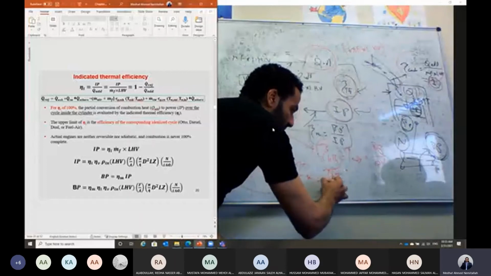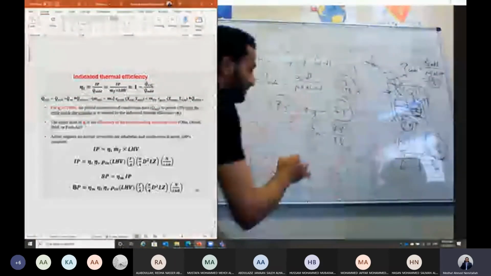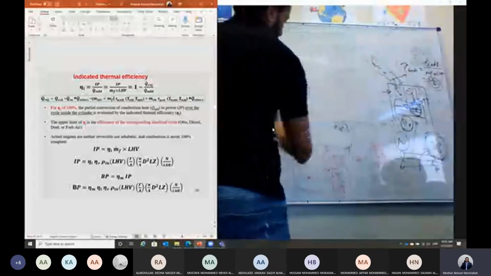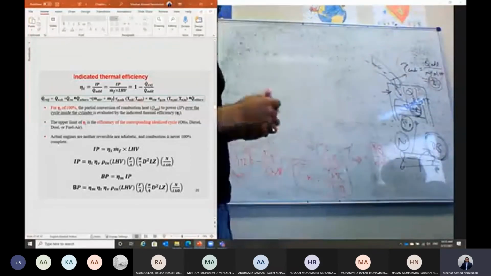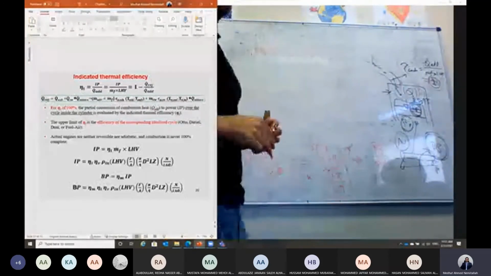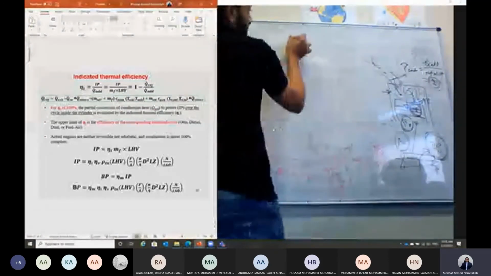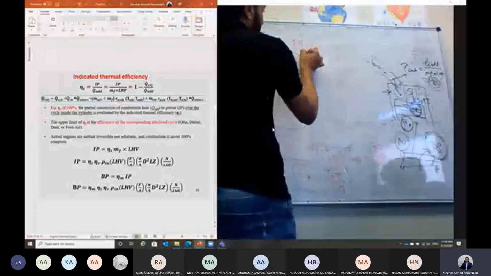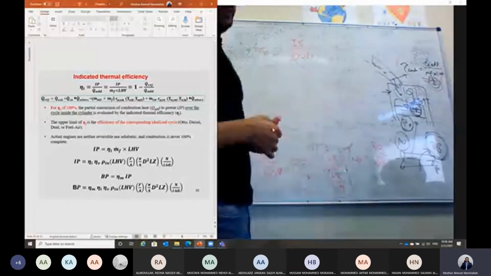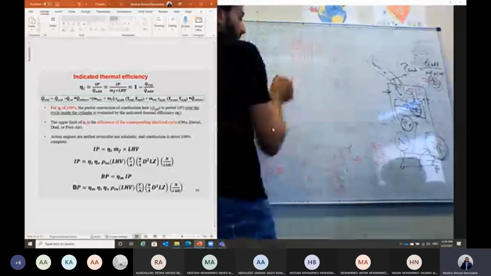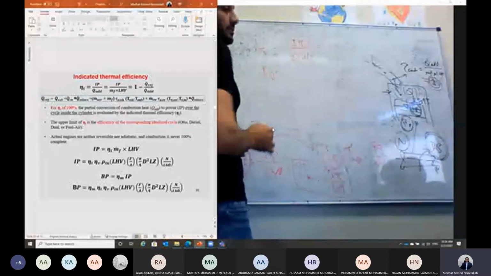So let's look in depth at how we can define those two efficiencies, the thermal efficiencies of the engine. We said eta indicated thermal we have calculated already in chapter 5, based on the analysis of the PV diagram, which is equal to the indicated power divided by Q dot L. But in most cases, we can define the indicated power based on the indicator diagram.